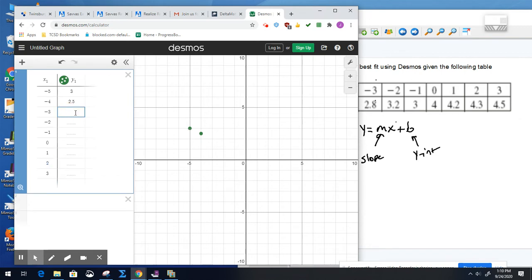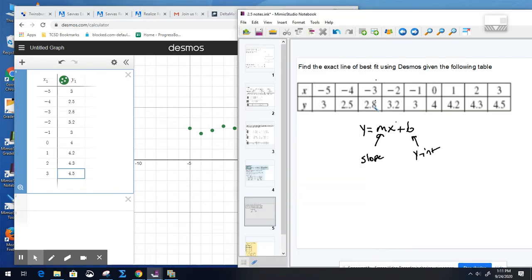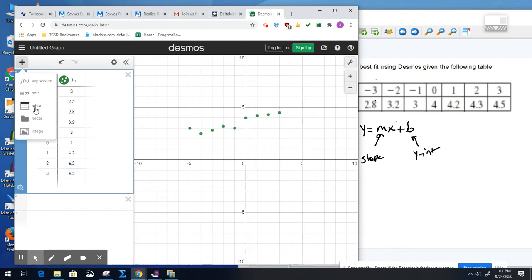So -3, 2.8. You have to make sure that you enter the points correctly. And as you can see, as I'm entering these into Desmos, they are popping up. Sorry, -2 is 3.2. They're popping up and showing me the actual dots right here. So when I plug in -1, I put a 3, 0, 4, 1, 4.2, 2, 4.3, and 3, 4.5. Okay, so I have all these ordered pairs in here now, entered from the information I was given into my blank table. Again, how did I get a blank table? I hit the plus and I go to this table.